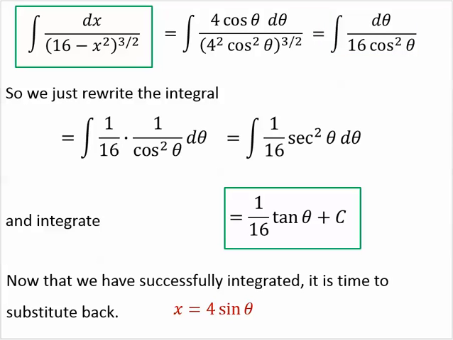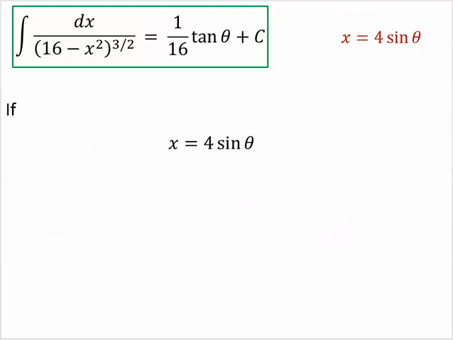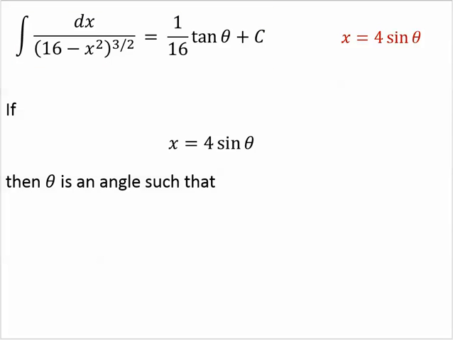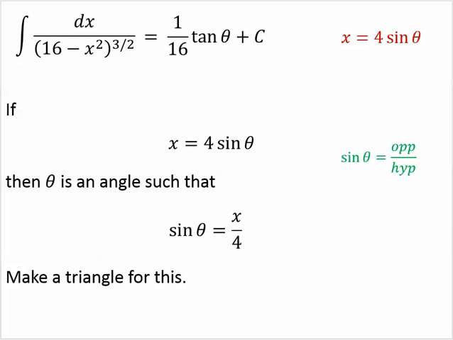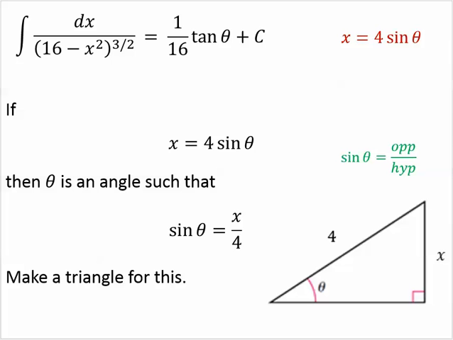All right, now we've got a little more footwork to do. We have to substitute back. So we have to remember what substitution we used. We had x equals 4 sine theta. If x equals 4 sine theta, then theta is an angle such that sine theta equals x over 4. Make that triangle. Remember, sine is opposite over hypotenuse, so make up a triangle. Opposite over hypotenuse, and then find that leg. What is that leg?